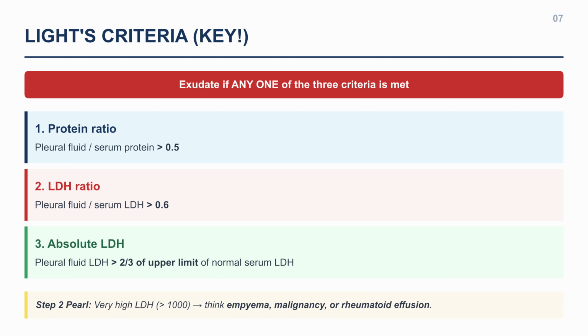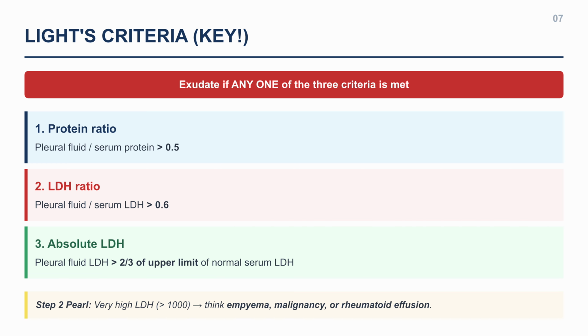Light's criteria distinguishes exudates from transidates and is the single most important tool in pleural effusion workup. The criteria. If any one of the three is met, the fluid is an exudate. First, the pleural fluid to serum protein ratio is greater than 0.5. Second, the pleural fluid to serum LDH ratio is greater than 0.6. Third, the pleural fluid LDH is greater than 2/3 of the upper limit of normal serum LDH. If none of these criteria are met, the fluid is a transidate.